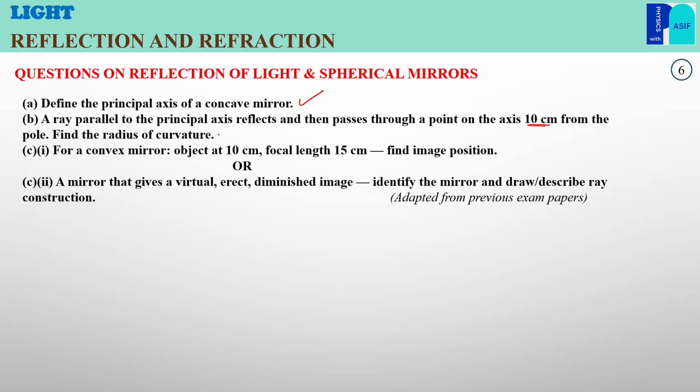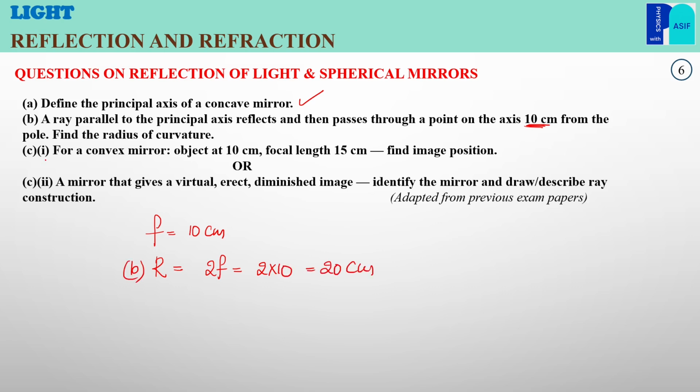Therefore, here the given spherical mirror is a concave mirror, because a ray which is parallel to the principal axis, after reflection, is passing through the point. That point must be the principal focus of the concave mirror. Therefore, the given distance, 10 centimeter, is the focal length of the concave mirror, that is f = 10 centimeter. Since we know the focal length, we can calculate the radius of curvature, which is equal to twice the focal length. Therefore, 2 × 10 = 20 centimeter.